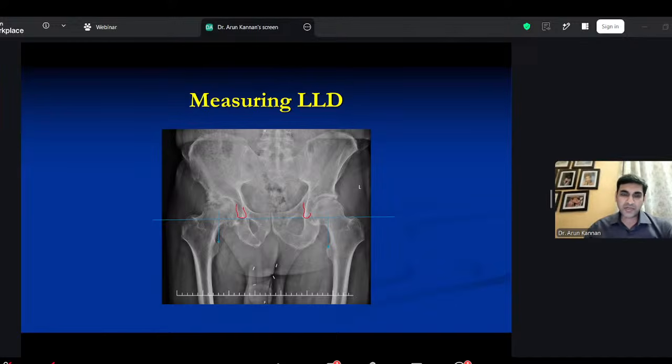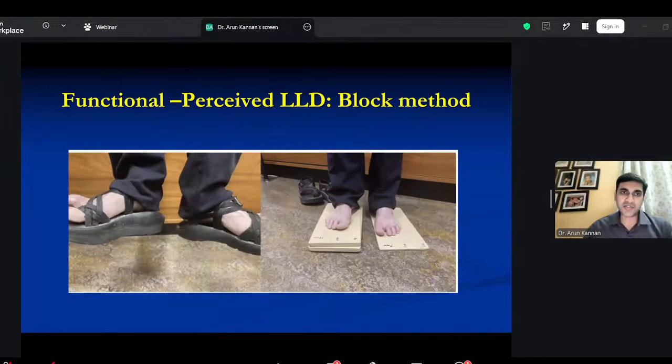Also important is to look at how the patient is actually functionally perceiving his LLD. The blocks method is a very standard method. You place blocks under the shortened leg and see at what position he feels best.